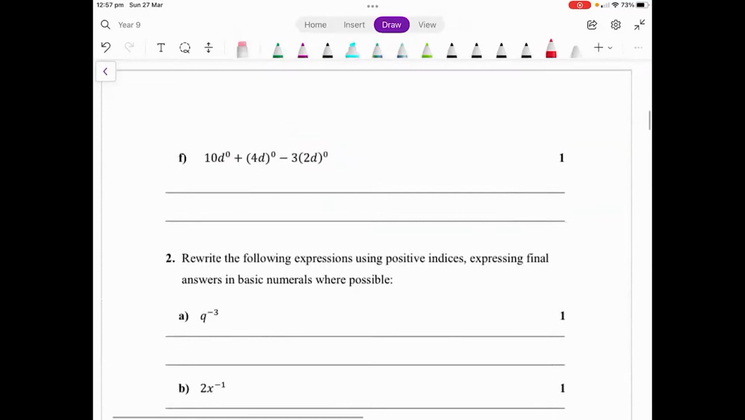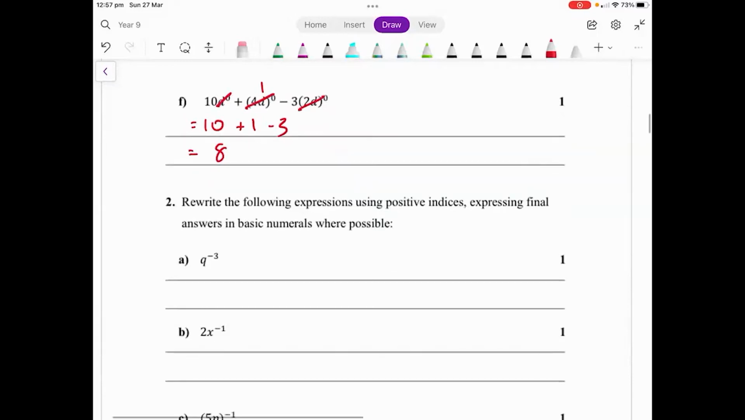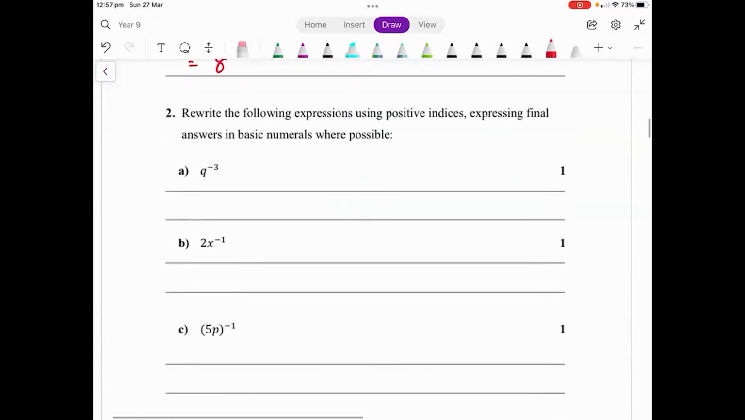For question F, we replace all the powers of 0 with 1. So d to the power of 0 becomes 1, 4d all to the power of 0 becomes 1, and 2d all to the power of 0 becomes 1. However, the 10 and the minus 3 remain there, and the reason is because they have an invisible power of 1. So that gives us 10 plus 1 minus 3, which becomes 8.